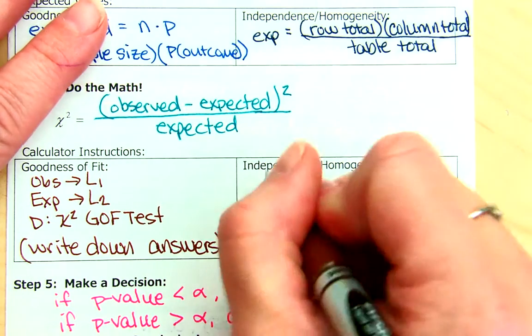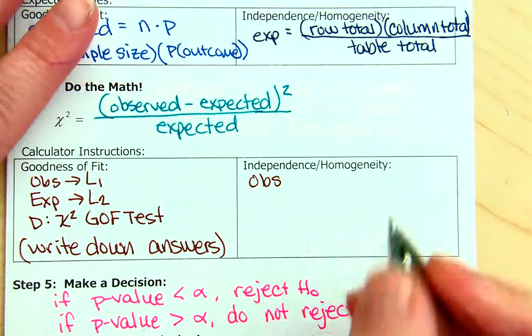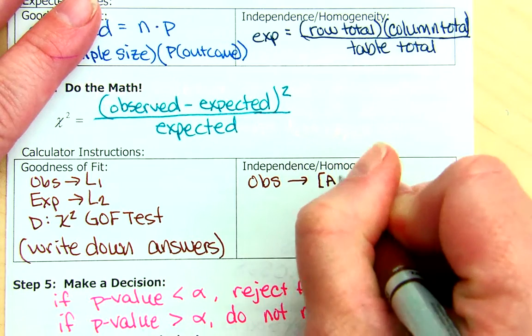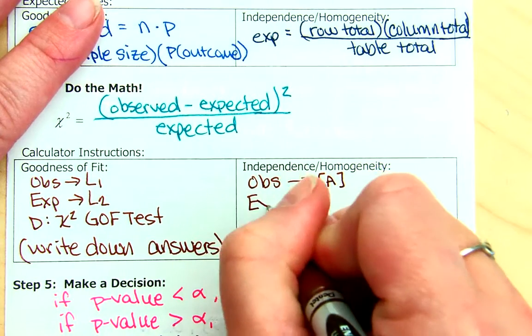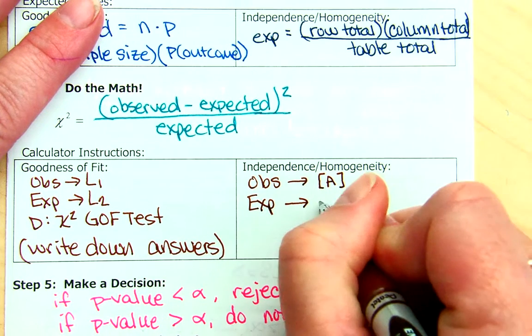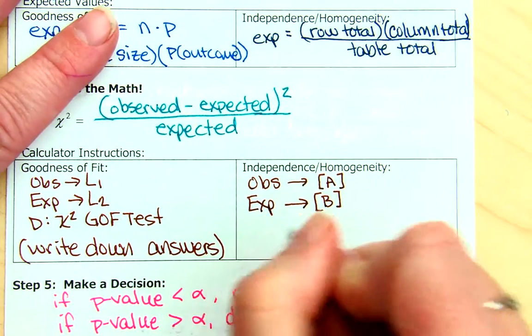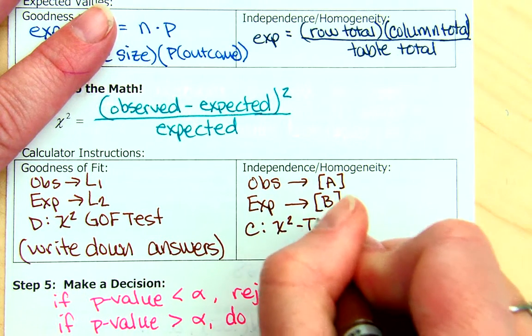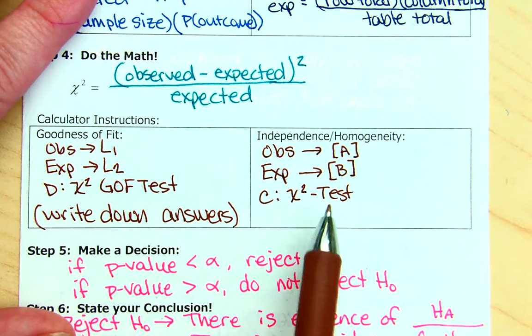On the calculator, we'll put our observed. Since we're dealing with a table of values, we put these into a matrix. So matrix A will be our observed. Our expected will go into matrix B. And then you'll choose C, chi-square test. So instead of choosing GOF test, it's just chi-square test.